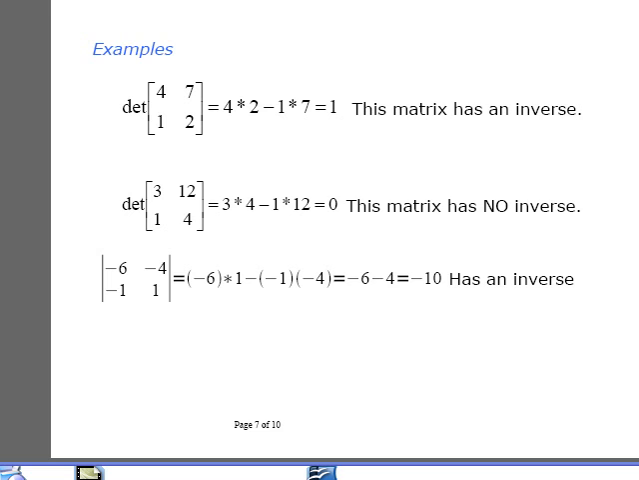So here are some examples. Let's take the determinant of the matrix 4, 7, 1, 2. Well, that will be 4 times 2, going in this direction, minus 1 times 7. That's written out here. The answer is 1. This matrix has an inverse.